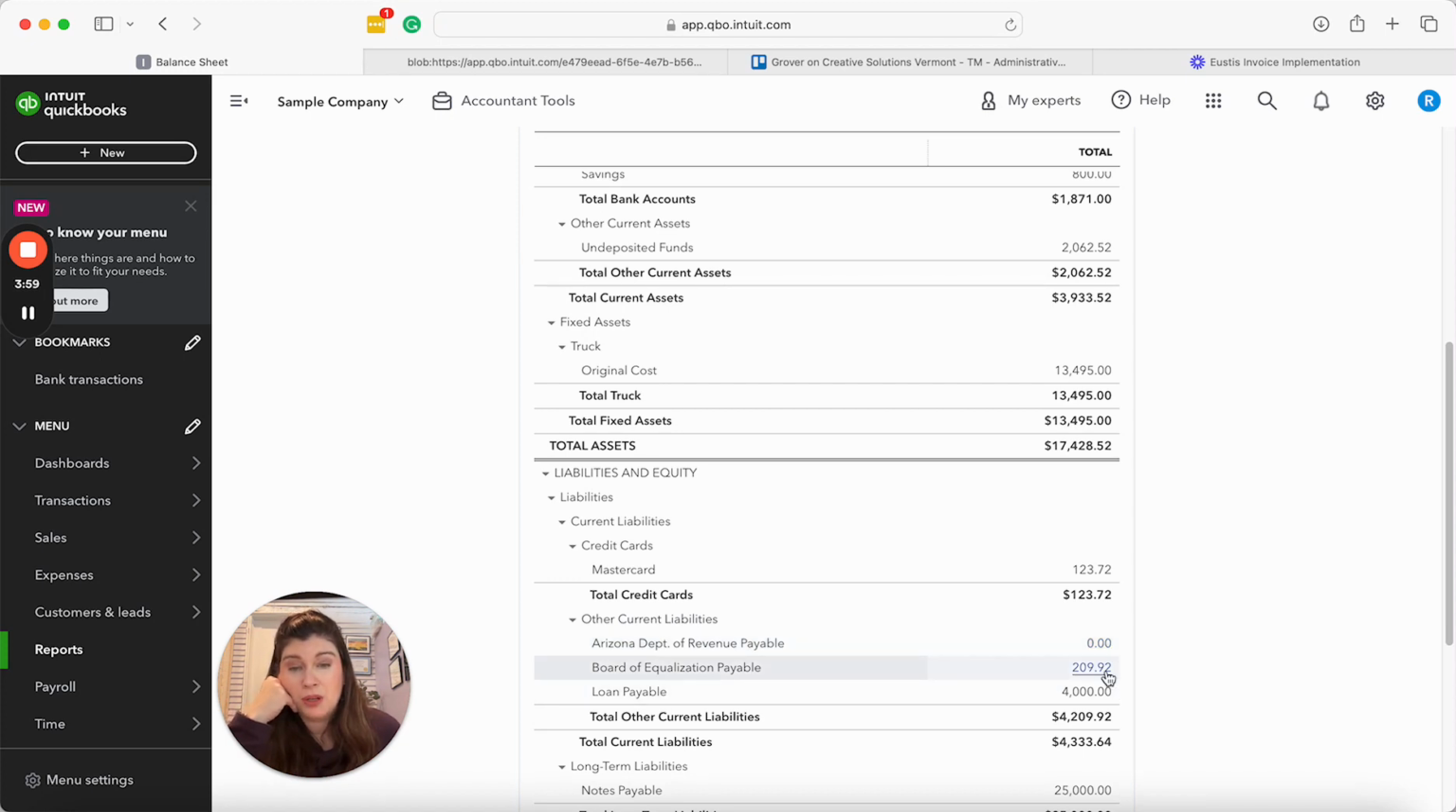Okay, Board of Equalization payable, that's probably fine. It probably is payable. A loan payable probably has money owed. Okay, so that's the first thing we're going to look for.